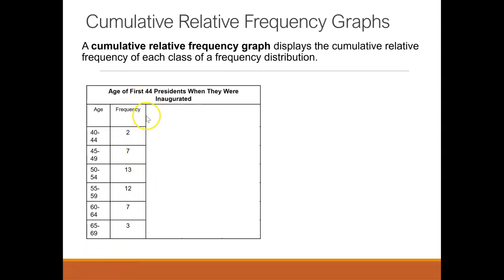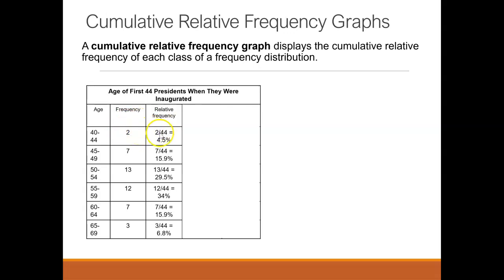Anyways, here's our frequency table. So 40 to 44, we had 2, 45 to 49, we had 7, et cetera. Yeah, I know it doesn't include Trump or Biden because they were 70 plus when they got elected, so there's not even a spot for them to go. Anyways, so here's the frequency. So our relative frequency is just the frequency divided by the 44, the total number of counts.